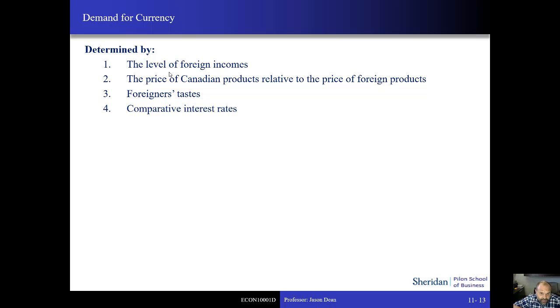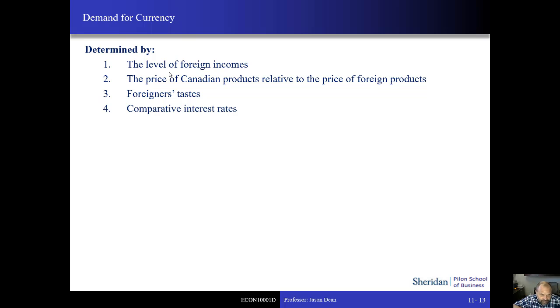The price of Canadian products relative to the price of foreign products will also play a role. If our goods are cheaper because of greater efficiencies, then there's more of a demand for our goods, and so that would result in an increase in the demand for the Canadian dollar. Foreign tastes play a role. If there's a trend for, say, Niagara ice wine and maple syrup and things like that, Canadian exports, then that would result in an increase in the demand, or a shift in the demand curve for the Canadian dollar.